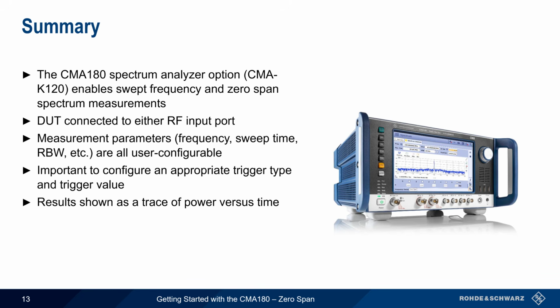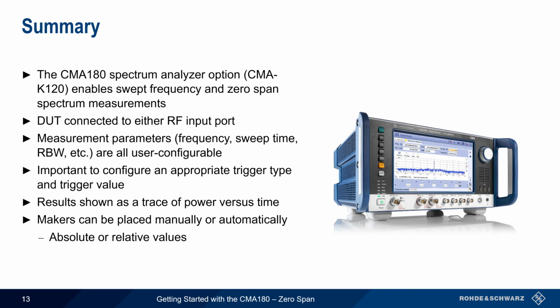Measurement results are shown as a trace of power versus time. The CMA's marker functions can be used to obtain precise numeric values from a trace, and these markers can be placed manually or automatically, both as absolute or as relative markers. This concludes our presentation, Getting Started with the CMA180 Zero-Span.